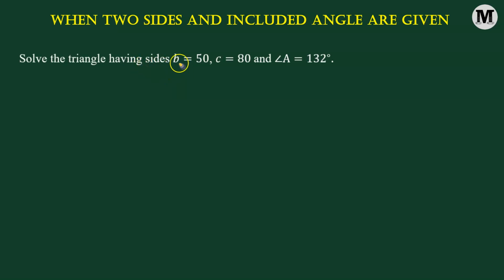Solve the triangle having two sides, b equals 50 and c equals 80. And then we have the angle between the two sides, A, given by 132 degrees. Our goal will be to solve the triangle. That means we need to find out the rest of the angles and the third side.